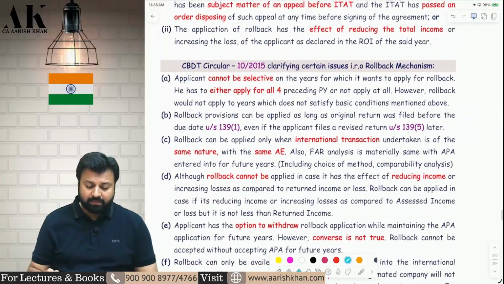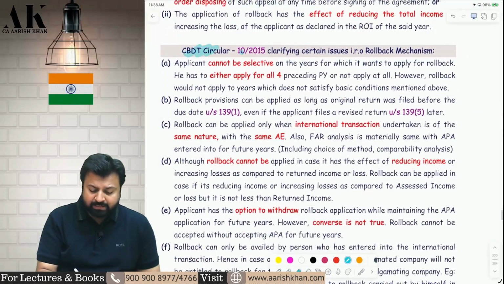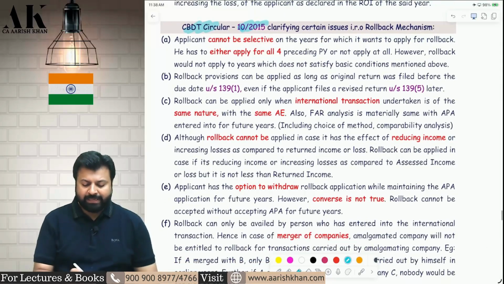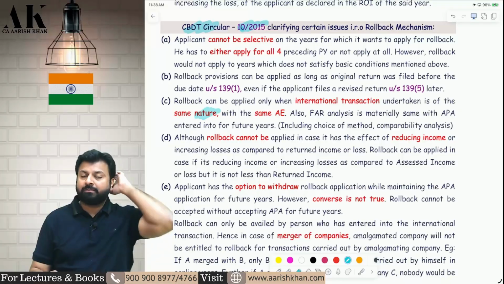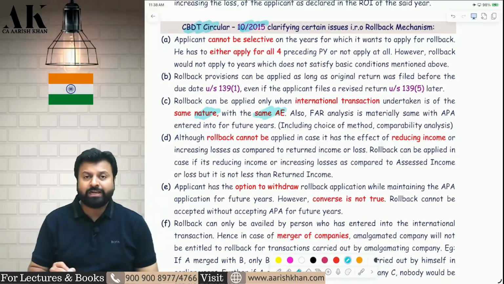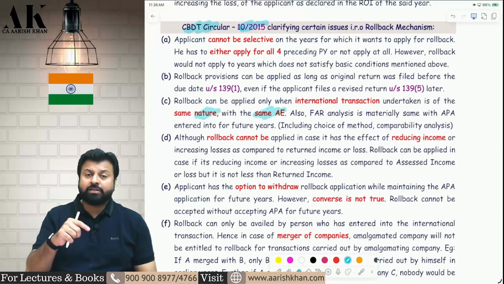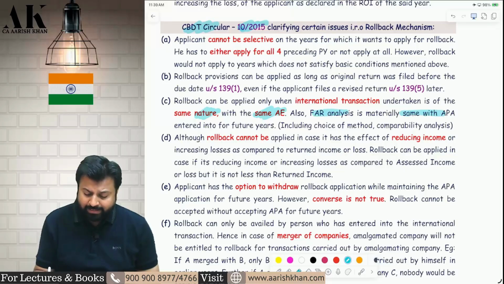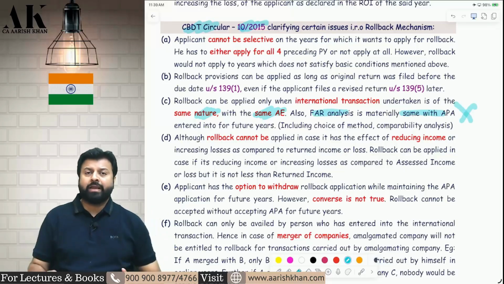Sir, what do you mean by same? The word same has been defined by CBDT in circular number 10/2015. What does the word same mean? Same means it should be of the same nature. It should be with the same associate entity. Same means it should be of the same nature with the same associate entity, and the FAR analysis should not materially change. A minor change is okay. Materially it should not change.